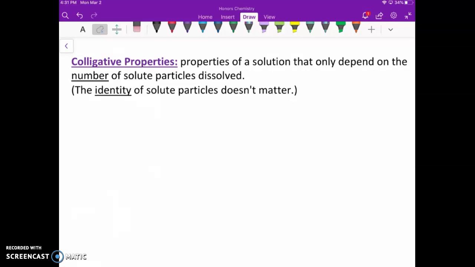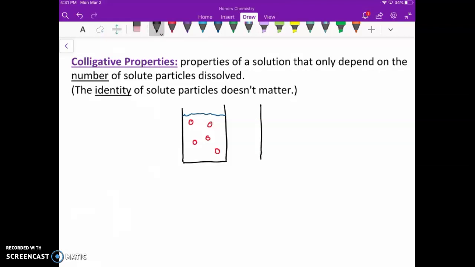Colligative properties are properties of a solution that only depend on how much solute you use, not the type of solute. I'll explain an example of this. If I have a beaker, and solute, of course, just means the stuff that's dissolved in a solution. Usually we're dealing with water. So let's say this is a beaker of water, and we've got a bunch of ions floating around in there.